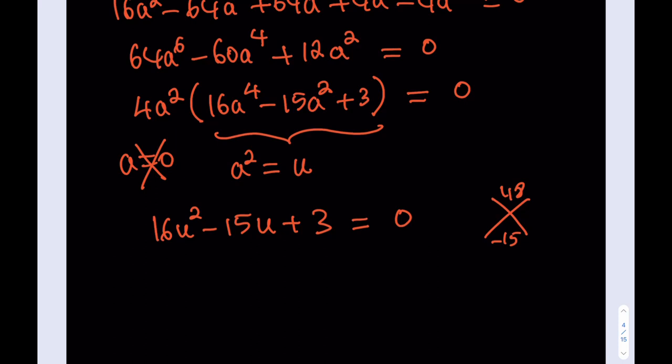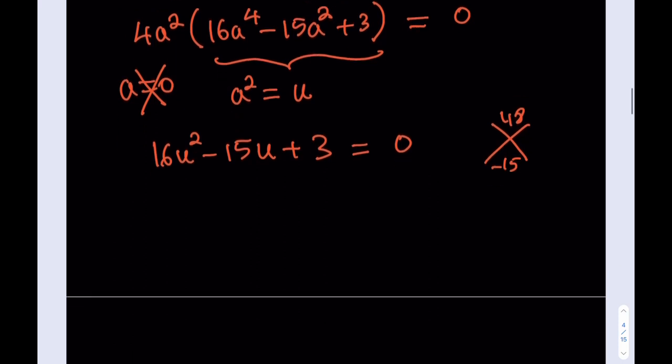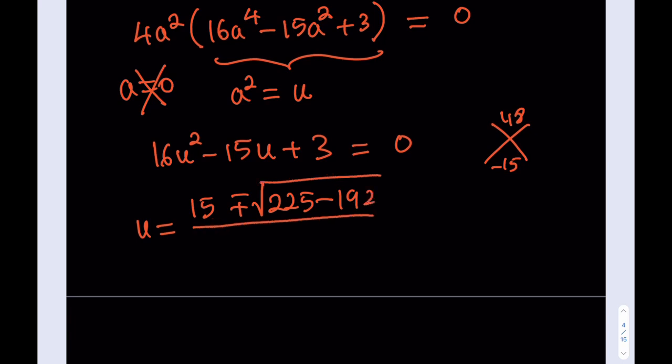Okay. Anyways, let's just proceed with the quadratic formula, because you're going to notice that we don't get rational solutions here. So what is u? U is negative b plus minus the square root of b squared, right? B squared is going to be 225 minus 4ac. That's going to be 192, because 4 times 16 is 64. 64 times 3 is 192, all over 2 times a, which is 32. Okay, 225 minus 192 is equal to 33.